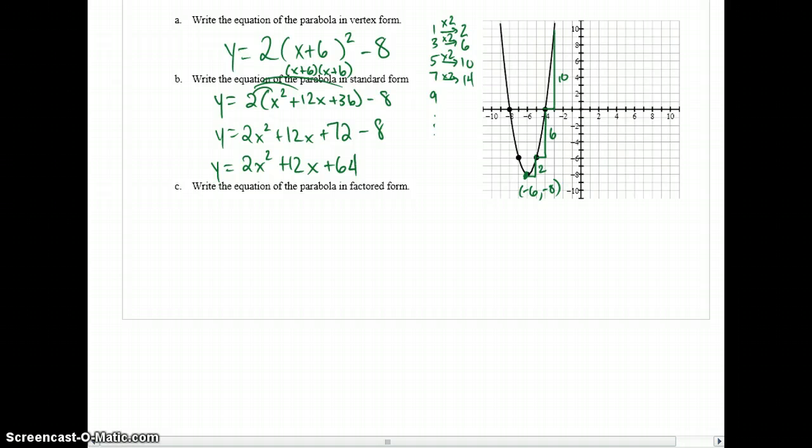We said earlier that factored form tells us the x-intercepts. So if we know the x-intercepts, which in this case were -8 and +4, then we can write our equation as x plus 8, x plus 4. And if there was a 2 in front in standard, if there's a 2 in front in vertex, then there will also be a 2 in front in factored. And that is the second half of the first review test.